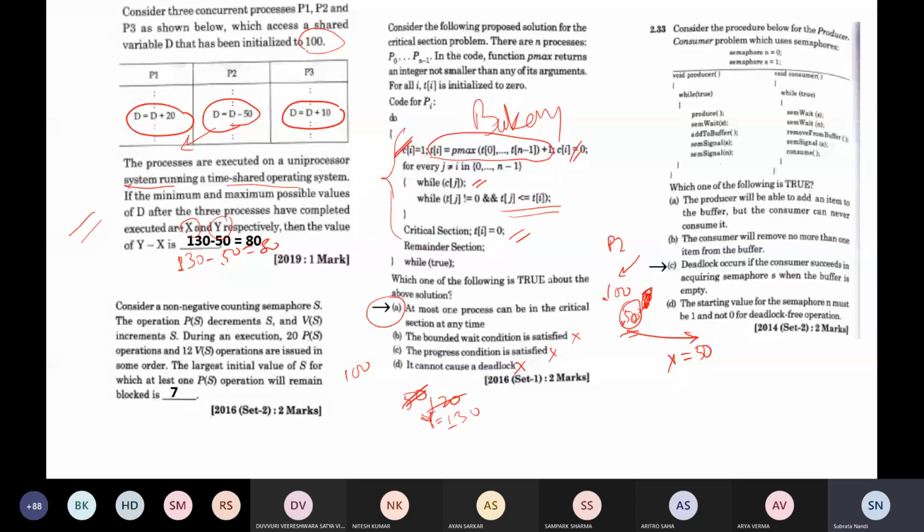Will it break the mutual exclusion property? No, sir. It will not. So mutual exclusion is guaranteed.